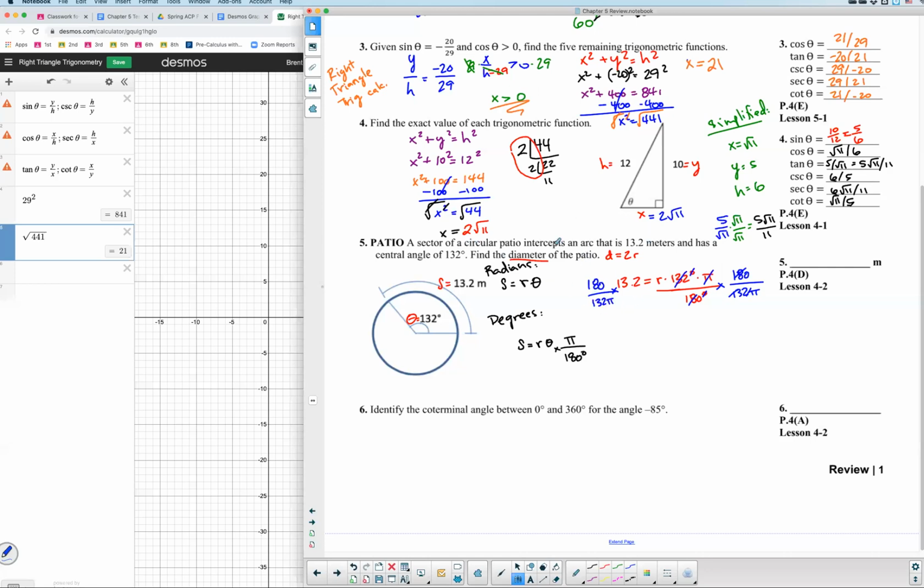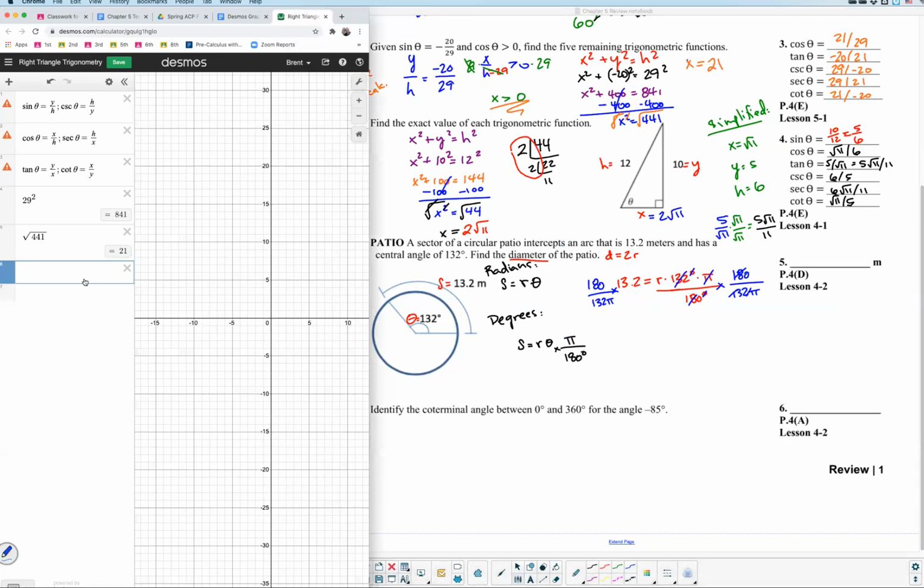Now this doesn't say how to leave your answer. So I'm going to type it in as is first, and we'll get it as a decimal, and then I'll do it again in terms of pi. So the radius itself would be 180 times 13.2 divided by 132 pi. Now that would be my radius. So I'll put r equals.